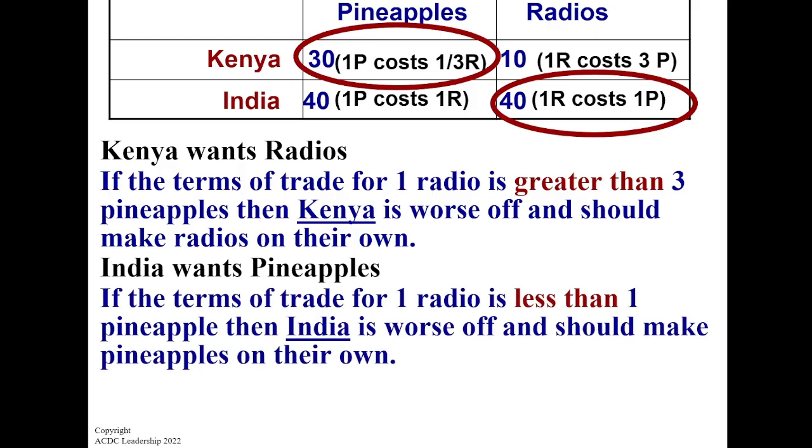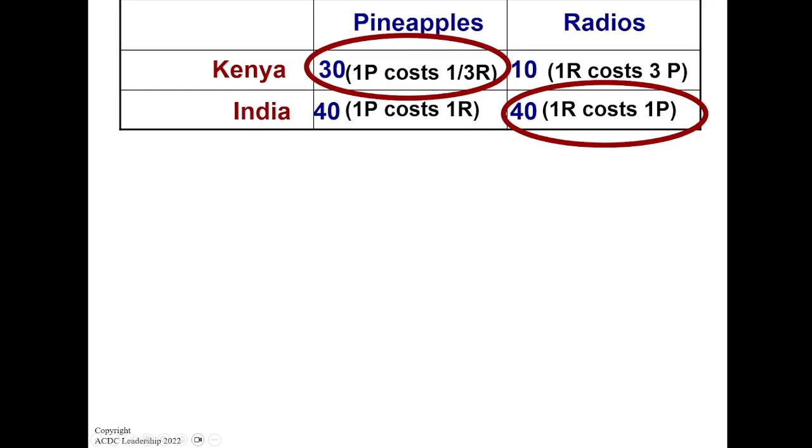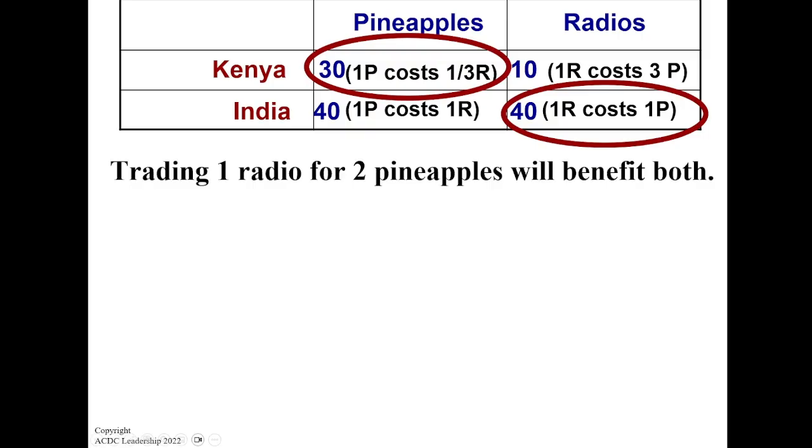So in this case, we have two conditions. For one radio, we have to essentially trade more than one pineapple and less than 3 pineapples. So 1 for 2 will benefit both. India, normally, would have to give up a radio to produce a pineapple, but now they're only giving up half a radio, so it's beneficial for them. And Kenya, normally, would have to give up 3 pineapples to trade for 1 radio, but now they're only giving up 2. So it's beneficial for both.